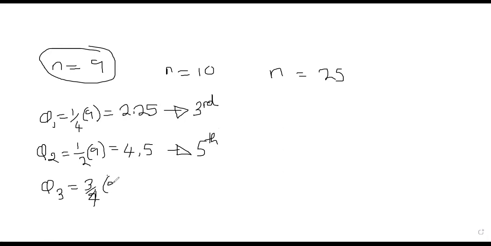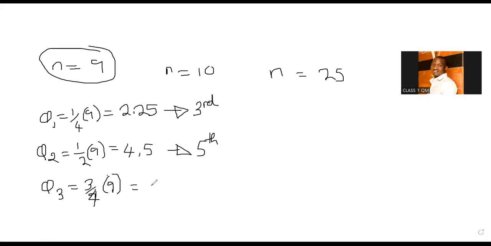3/4 of 9. What do we get? We get 6.75. When rounding off, as long as there is a decimal point, don't use the nearest whole number. Look here, if it is 2.2, you round off to the nearest, which is 2. No. You round up. So this is the 7th position. These are just positions, they're not figures.